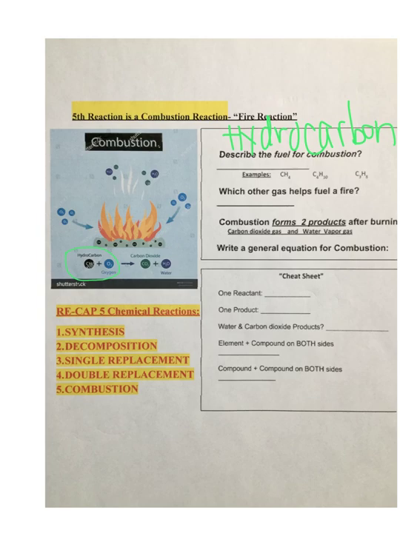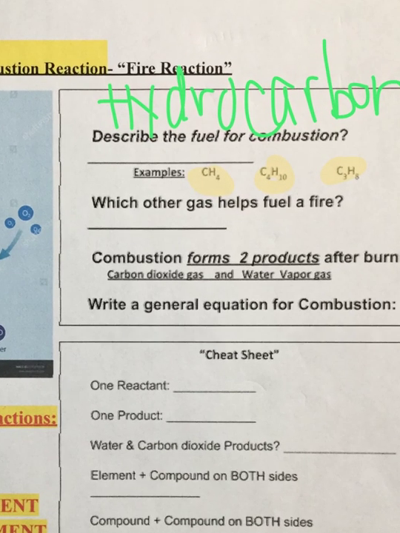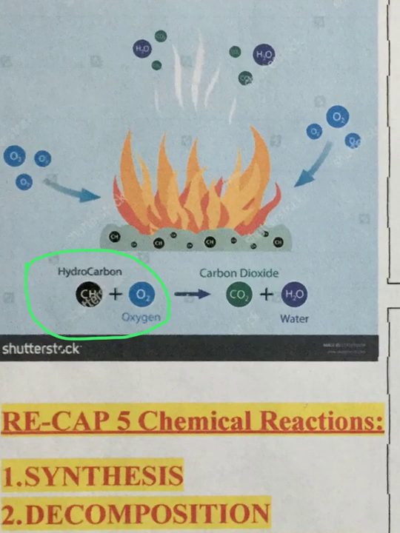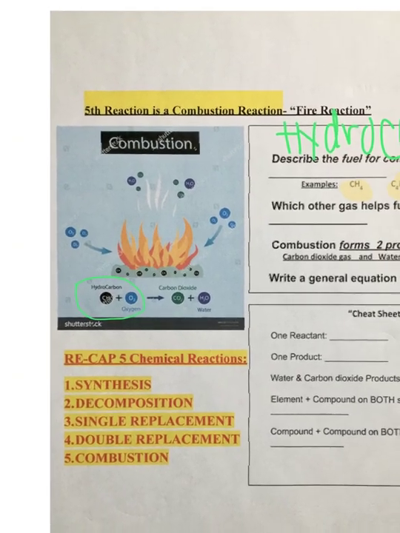Hydrocarbon. And there's 3 examples right there. All of those examples could be correct. If you take a look, it's anything with a carbon and a hydrogen as a compound. What other gas helps fuel a fire? So if we look at our picture over here, we see that there's oxygen gas on the reactant side, meaning that was the original substance to start the chemical reaction, to start this combustion reaction. So the other gas would be oxygen.